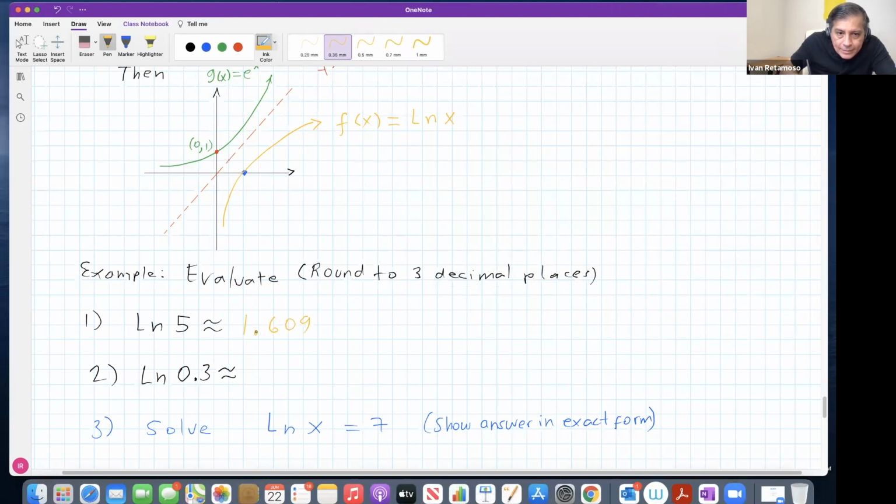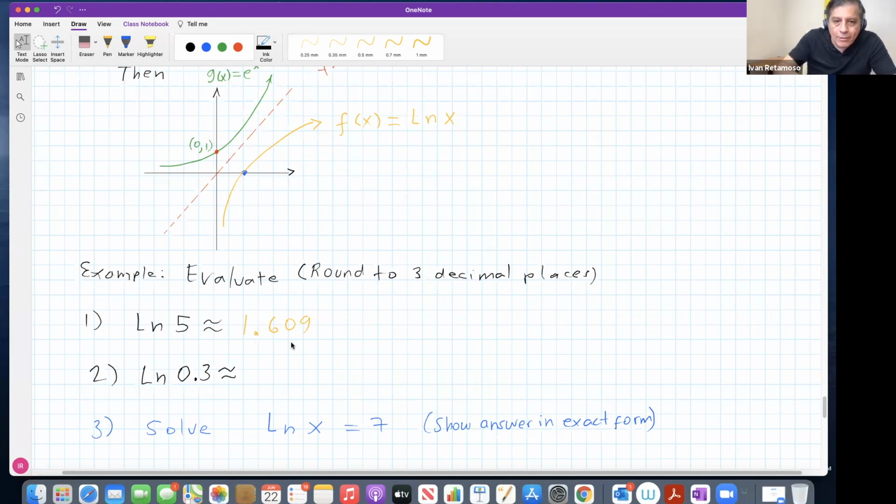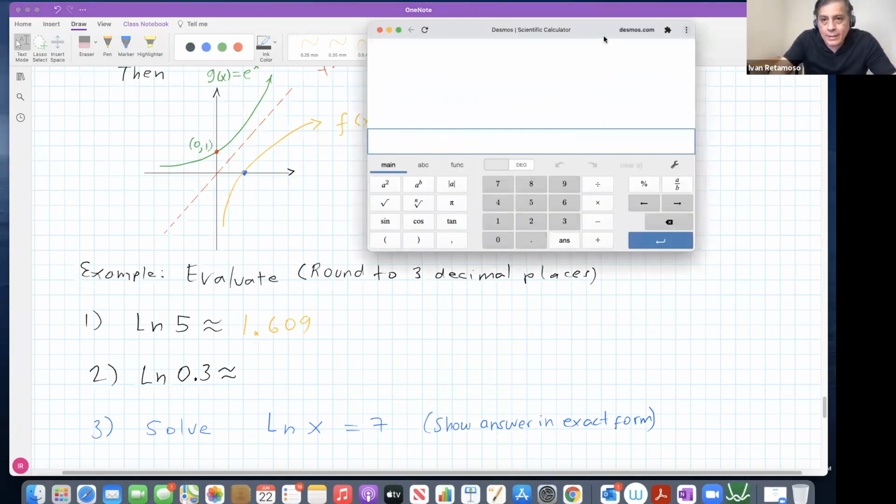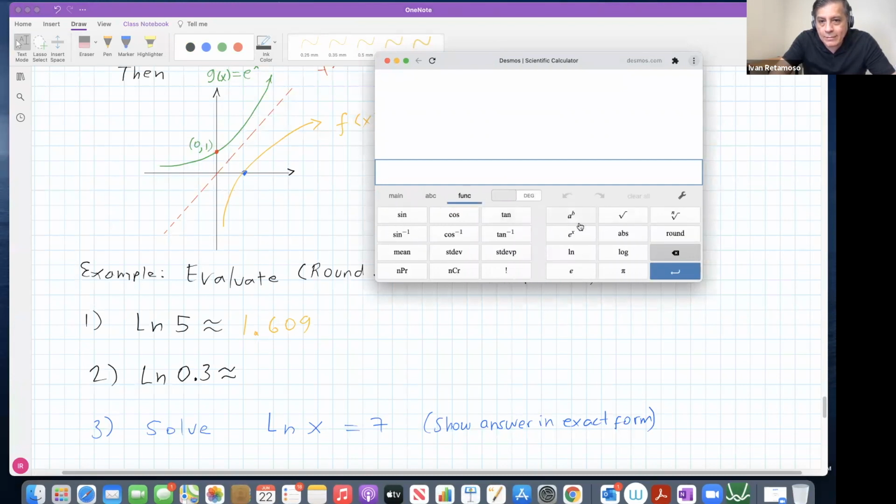1.609. This is the natural log of the number 5. Natural log now of 0.3. So you go back to the calculator and then you either type ln from the keyboard or you look for your natural log function within the set of functions that are given in your scientific calculator. Every scientific calculator has the function ln, natural log here in this case, right? Or you just type ln.